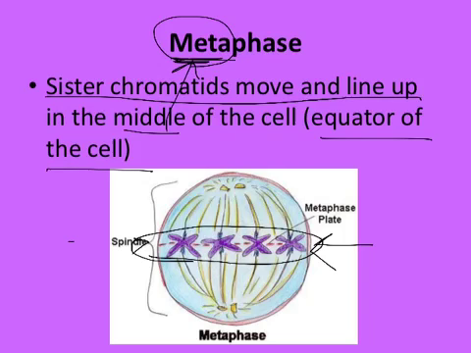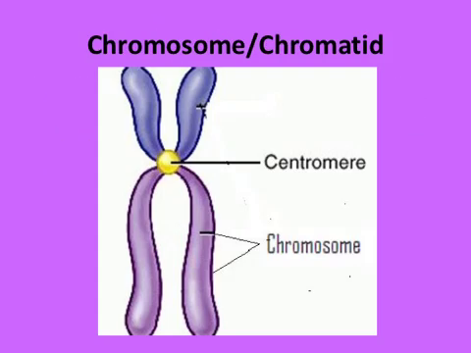You know that's metaphase. This is a picture of a chromosome or a chromatid. It's very important to know that a centromere is what actually holds the sister chromatids together. All right, and these are the actual chromosomes. Okay, those are the chromosomes.